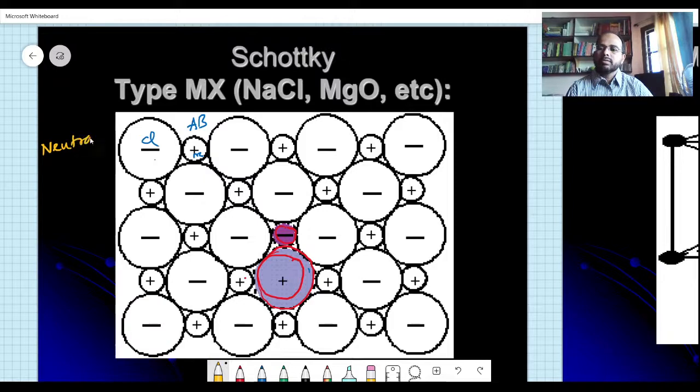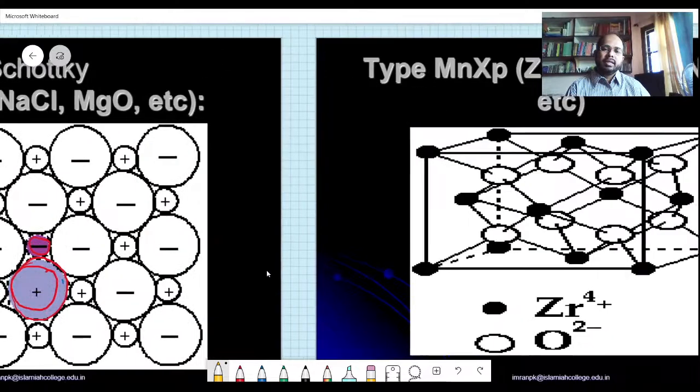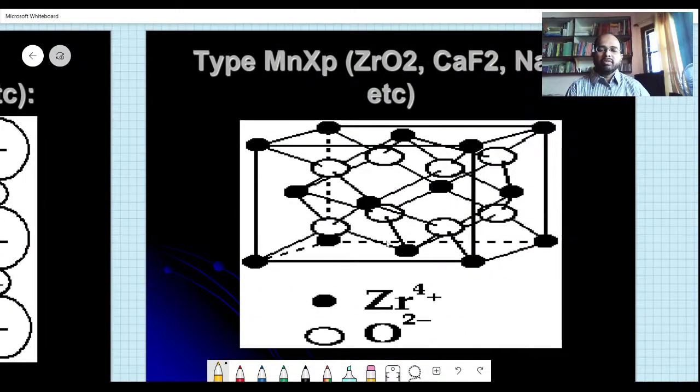Neutrality is destroyed. So as a result of that, there is some defect. This is called the Schottky defect, and this is also a type of defect, but here it is MX2, that is AB2 type. Here M is metal, X is any other cation or anion. The examples they have given are zirconium dioxide, calcium chloride, disodium sulfide, etc.